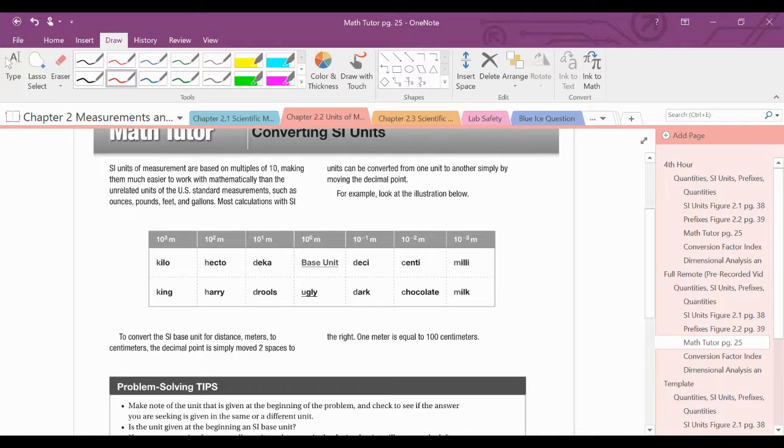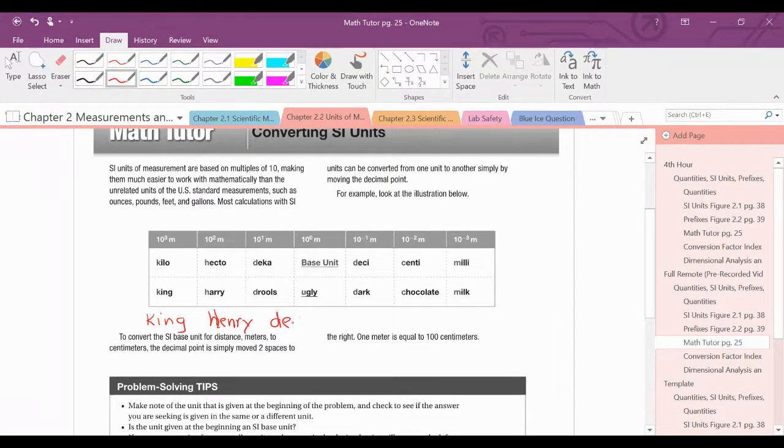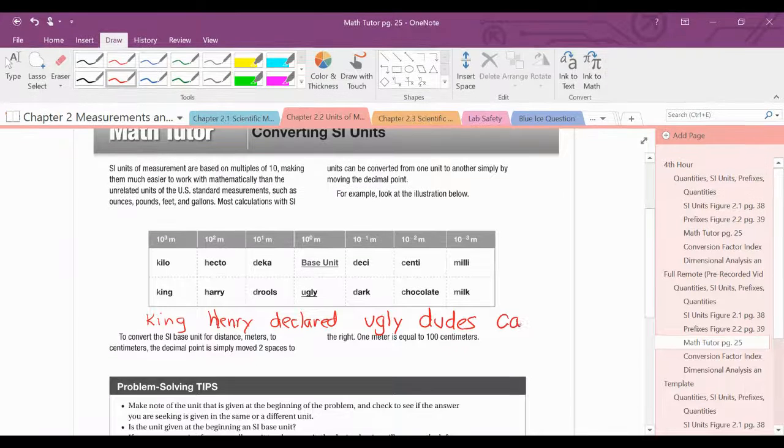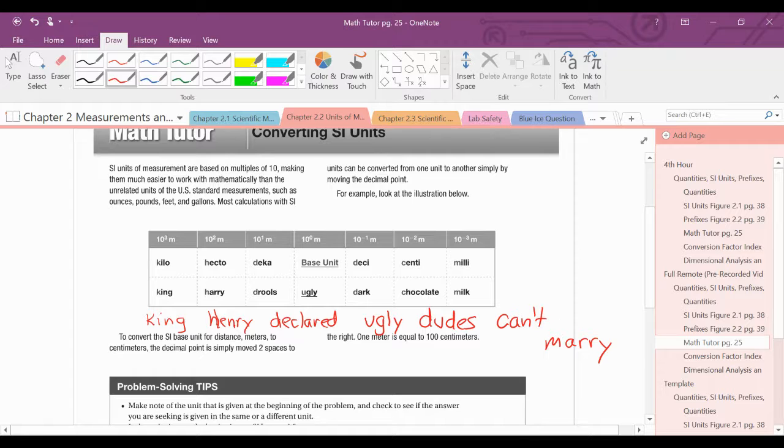The one I use is King Henry declared ugly dudes can't marry. That was the one I have. So whichever one works best for you is the one that I would use.